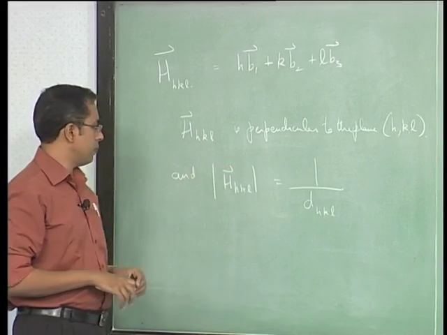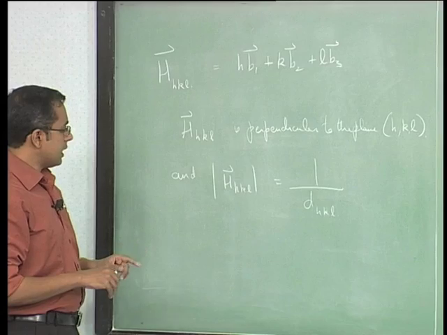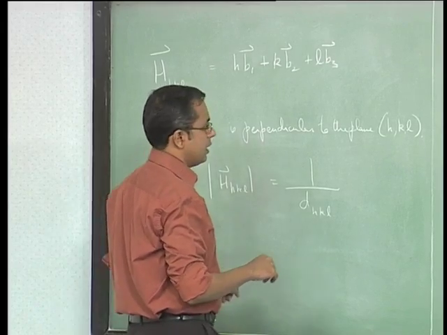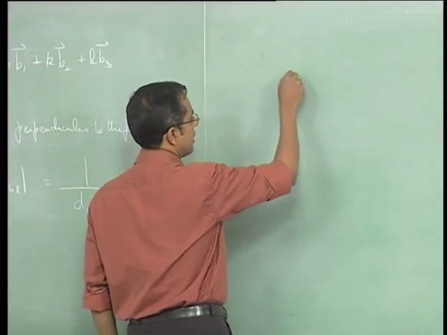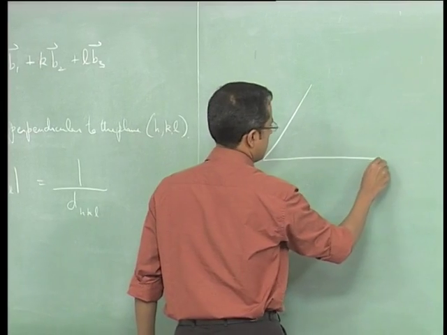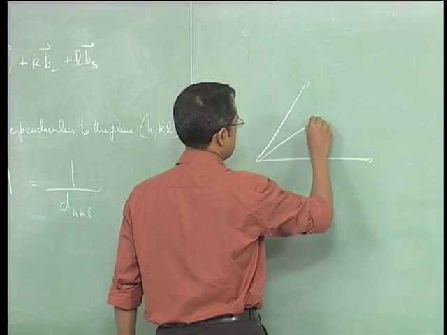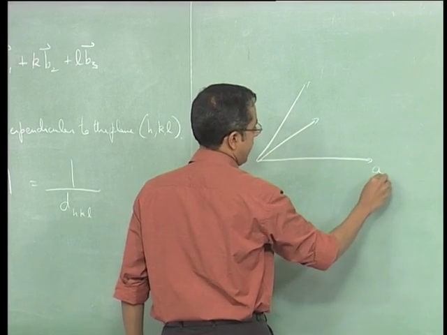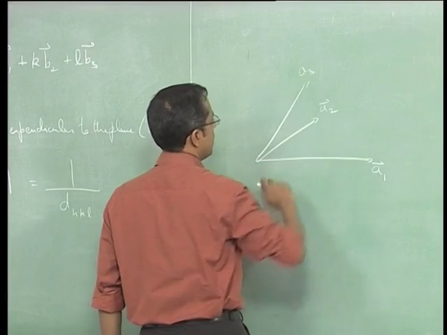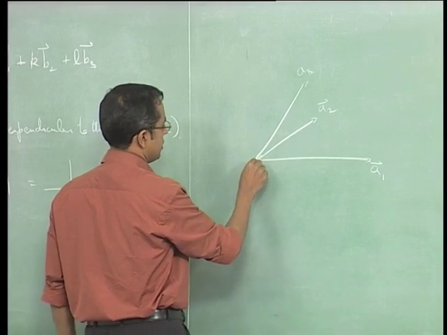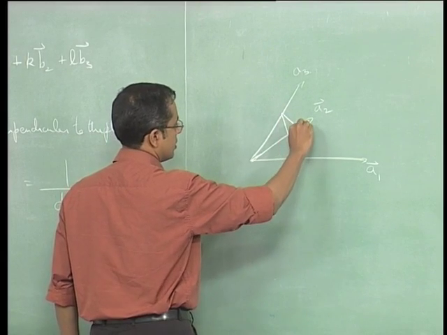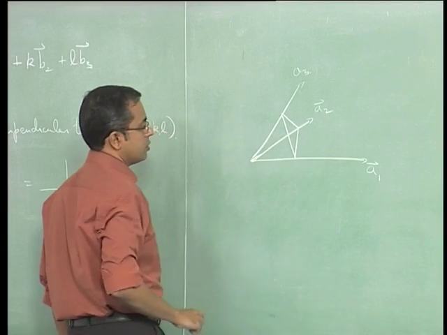So we will now attempt to prove this. To do that, let us actually draw a general plane in the real space. We will say that we have, so this is a1, this is a2, this is a3. So these are unit vectors in real space and we will draw the hkl plane here. So this is the hkl plane.